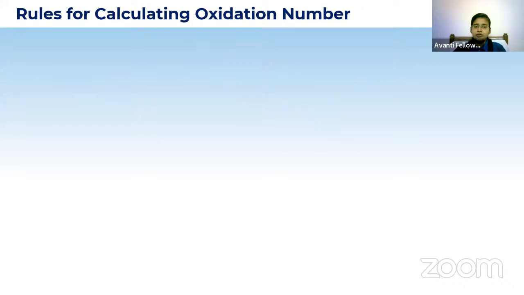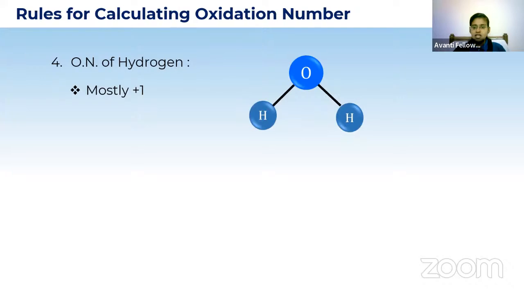So the fourth rule is about hydrogen. The oxidation number of hydrogen. Mostly hydrogen will take +1 oxidation state. In the case of water itself, we have calculated, right? So oxygen took -2 and each hydrogen took +1. So the oxidation number of hydrogen is +1 in most cases.